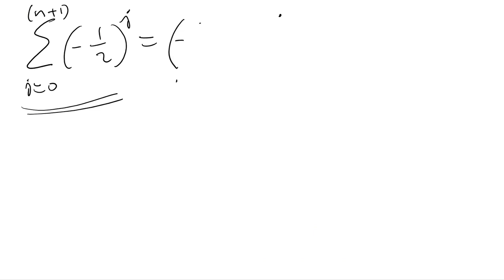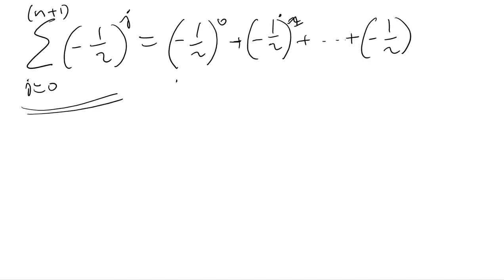This is negative 1 half to the 0 plus negative 1 half to the 1 plus up to negative 1 half to the n plus negative 1 half to the n plus 1, right? Because before we get up to n plus 1, we go through n, right?